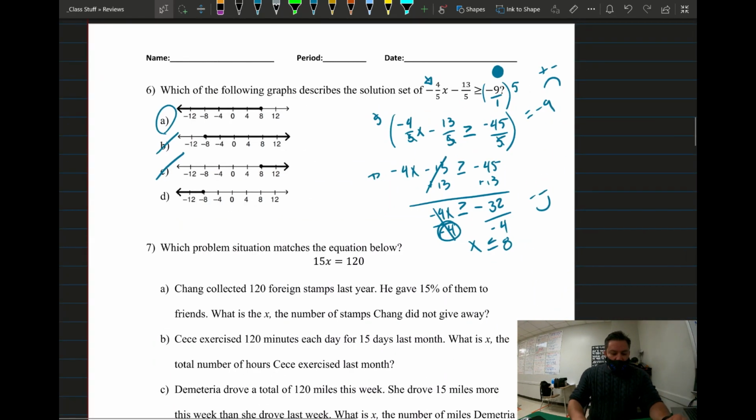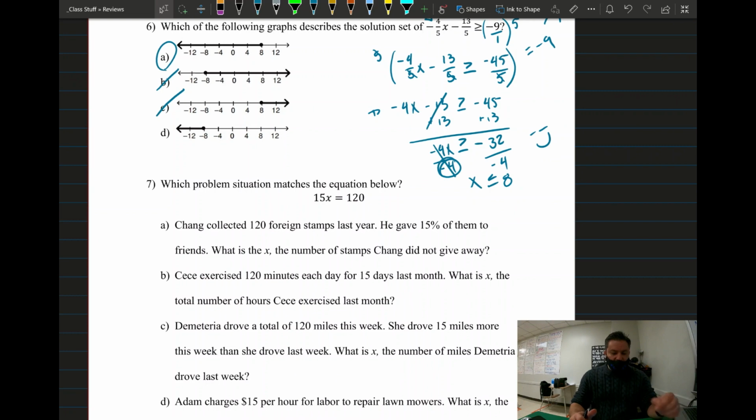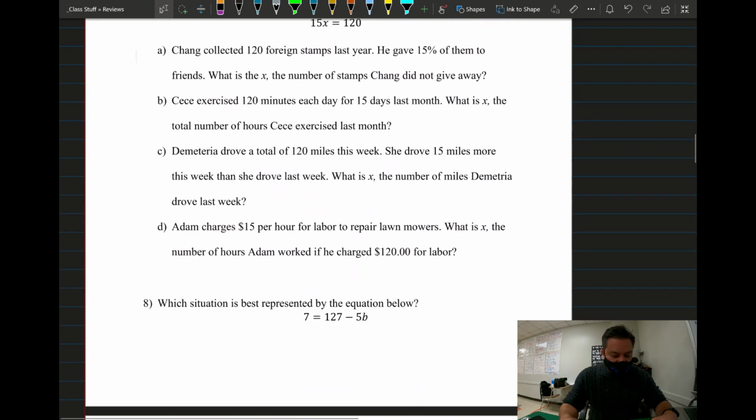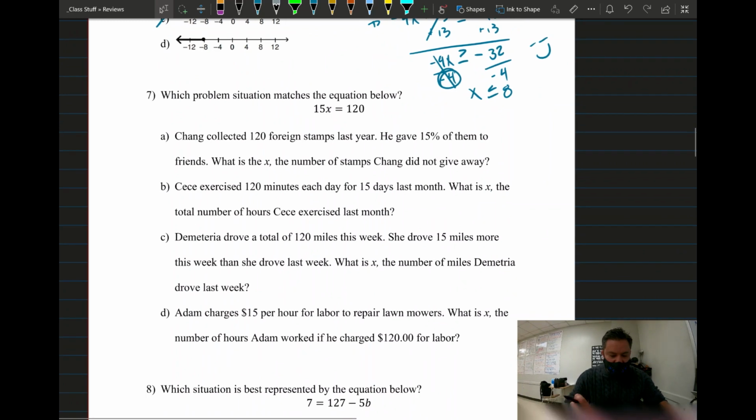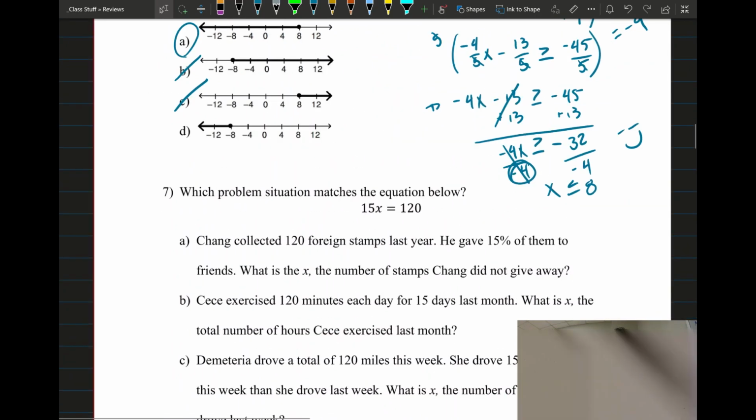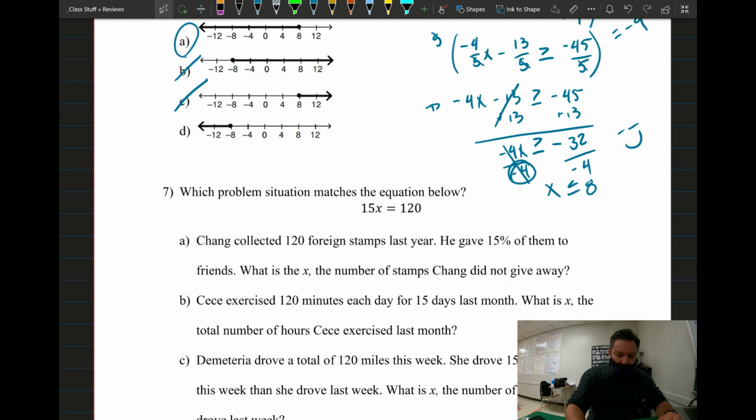Number 7, I'm going to skip number 7 because the wording is not good. No, actually, wait. Number 7 is fine. I think it's number 8 that I'm going to skip. Number 7, which problem situation matches the equation below? I have 15x equals 120. So basically 15 times something equals 120. So the total is 120 for something. Let's look at this.